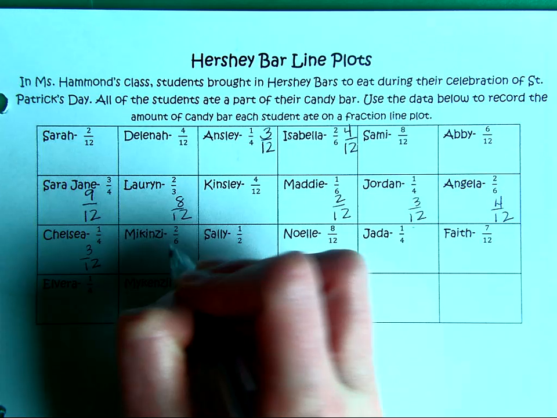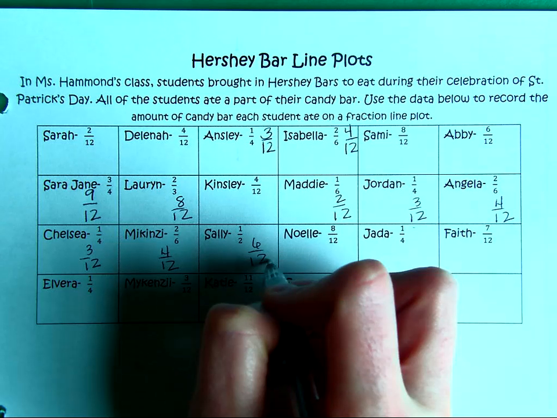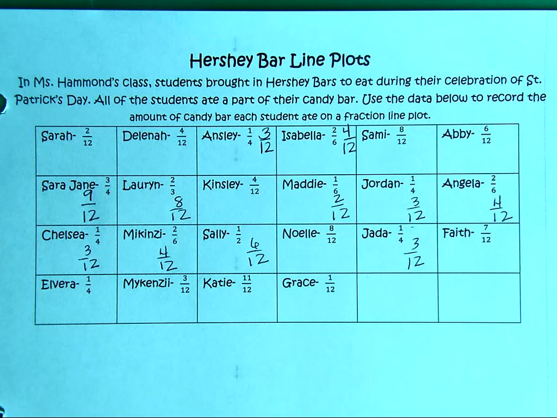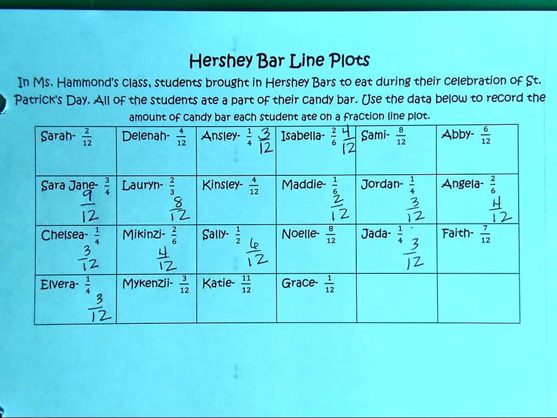Sally's is 1/2, which is the same thing as 6 twelfths. Noelle's already has a denominator of 12. Jada's needs to be 3 twelfths. Faith's has a denominator of 12. Elvira's needs to be 3 twelfths. Mackenzie's is 3 twelfths. Katie's is 11 twelfths. Grace has a fraction of 1/12.